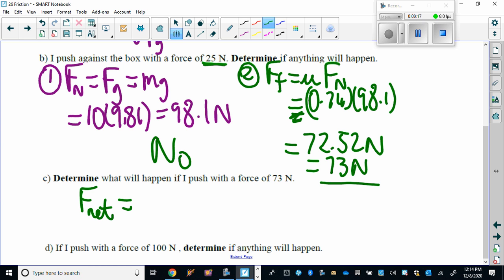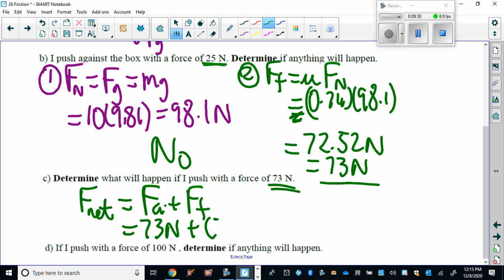And we can just use a net force statement. We know that the net force is going to equal the applied force plus the force of friction. This is our applied force, 73 newtons. Our force of friction is also 73 newtons, but it's in the opposite direction. Oops, I don't need to put the m there, but we're going to get the answer 0 newtons. The answer is 0 newtons.